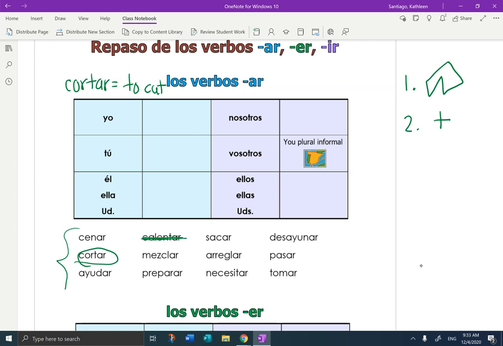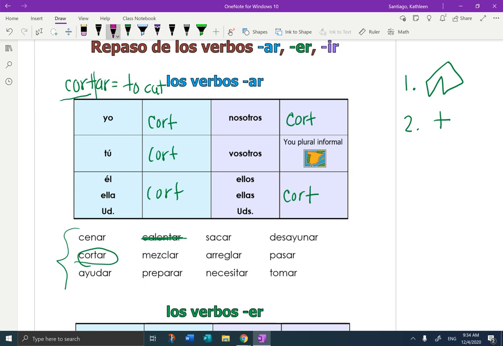So for cortar, I'm going to chop off the AR and I'm left with the stem cort. I'm going to write that everywhere. Cort, cort, cort, cort, cort. Okay, now I need to add back in the endings. Think back to the AR verb song, o, as, a, amos, an. Yo always ends in O, so it becomes corto.